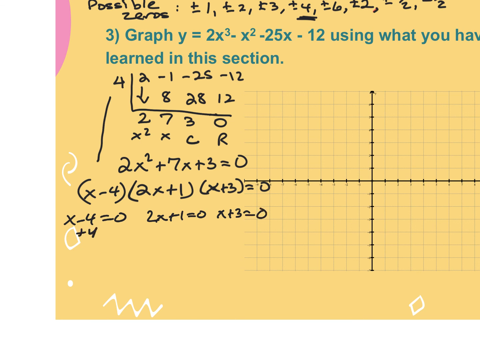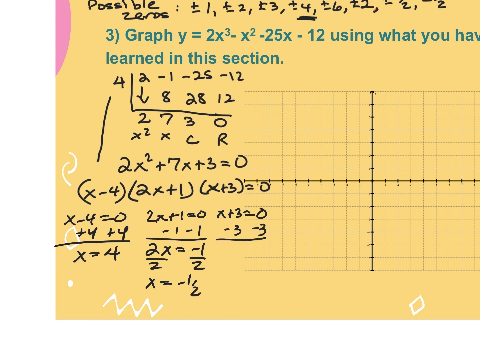Solve each one. My first 0 is at +4, which I already knew. Subtract the 1. 2x equals -1. Divide by 2. X equals -1/2. Subtract 3. X equals -3. These are my 3 zeros.